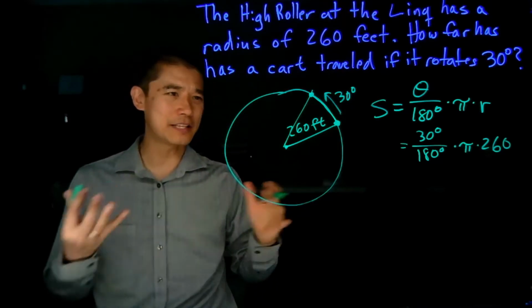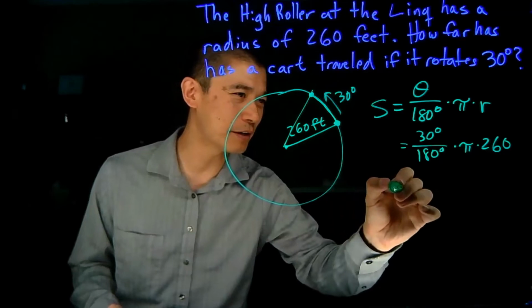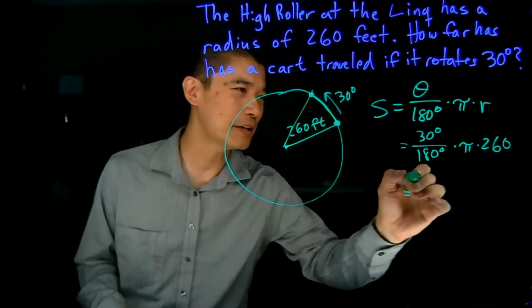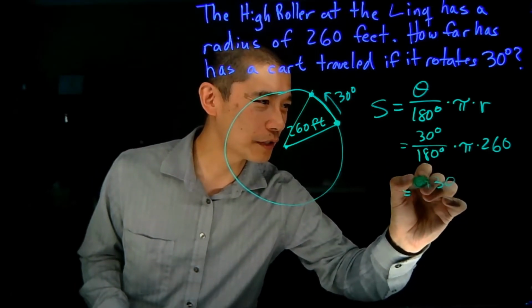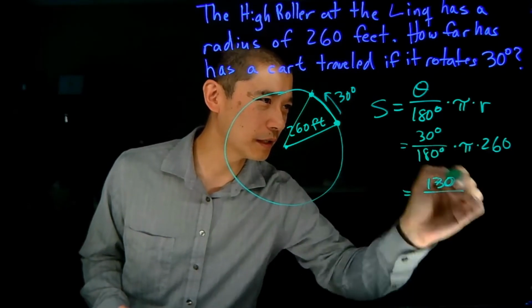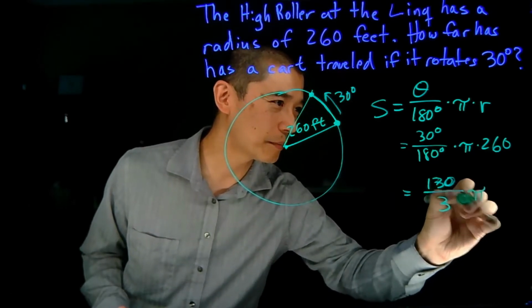Now, there's not a lot that we can do here. We can reduce some fractions. So this reduces to 1/6, and we can try to reduce it with the 260. This turns out to be divisible by 2, but not 3. So 260 over 6 is going to be 130 over 3, times pi.